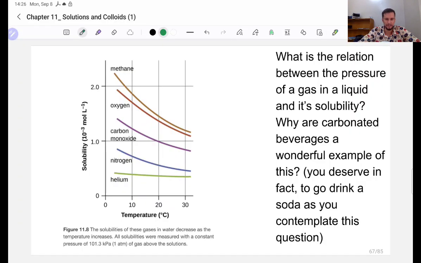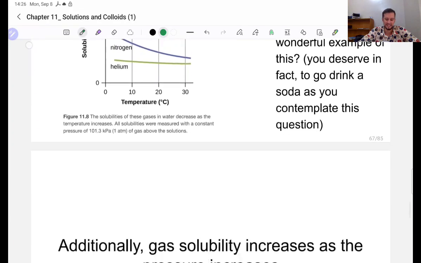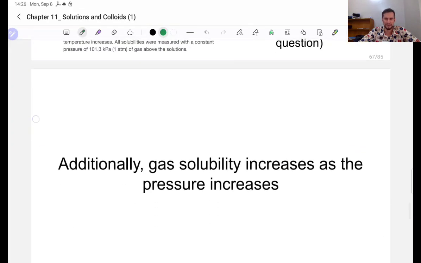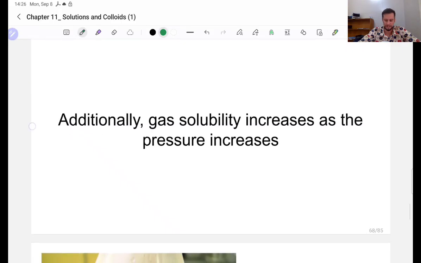I think I wanted to say more about this, but I don't think it's necessary, because it's not really covered too much in AP Chem, even though it's in the book.